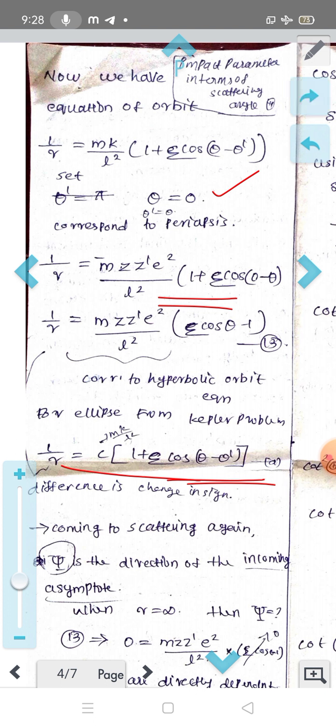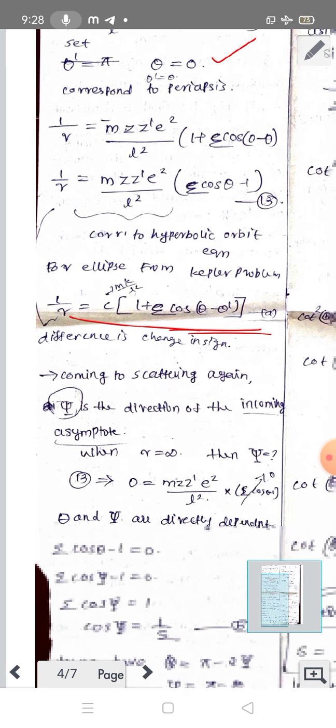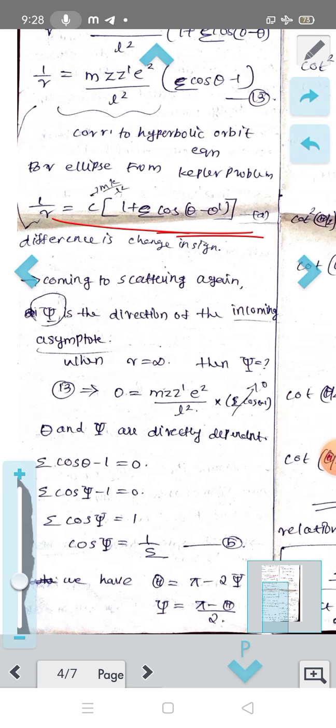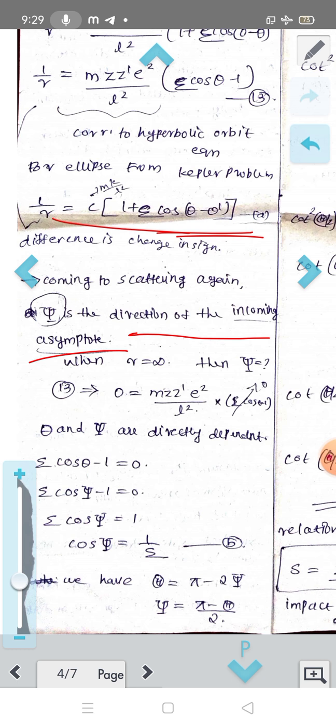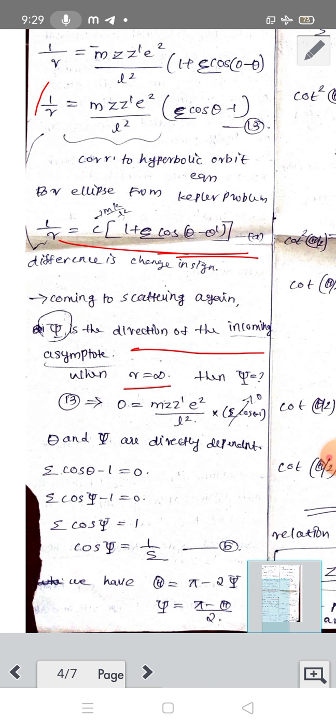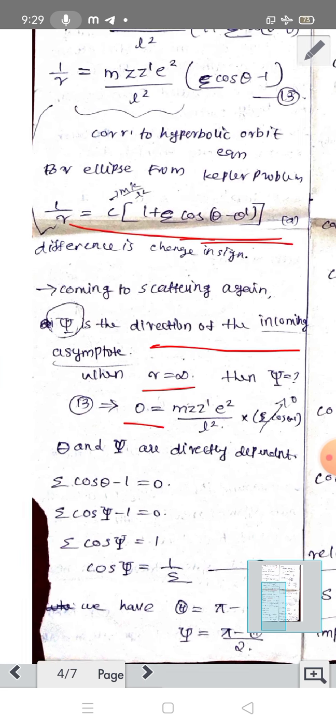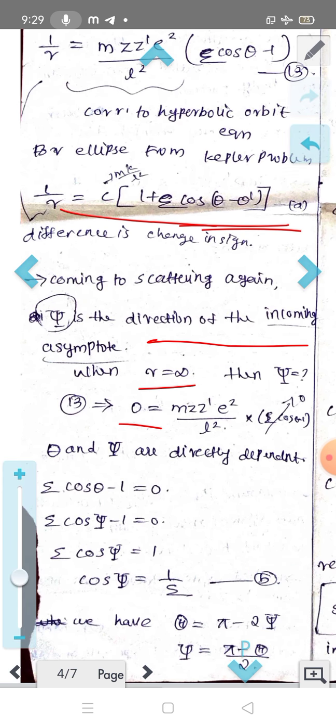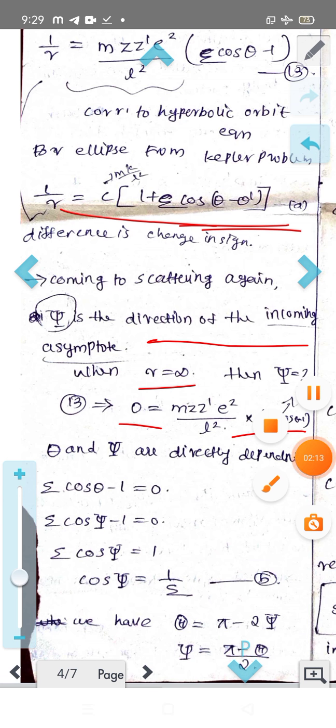Now coming to scattering again, this capital psi is the direction of the incoming asymptote. So when r is equal to infinity, what will be psi? Then equation 13 will become, when r is equal to infinity, 1 by r is equal to 0. So equation 13 will become 0 is equal to m Z Z prime e square by l square into epsilon cos theta minus 1.